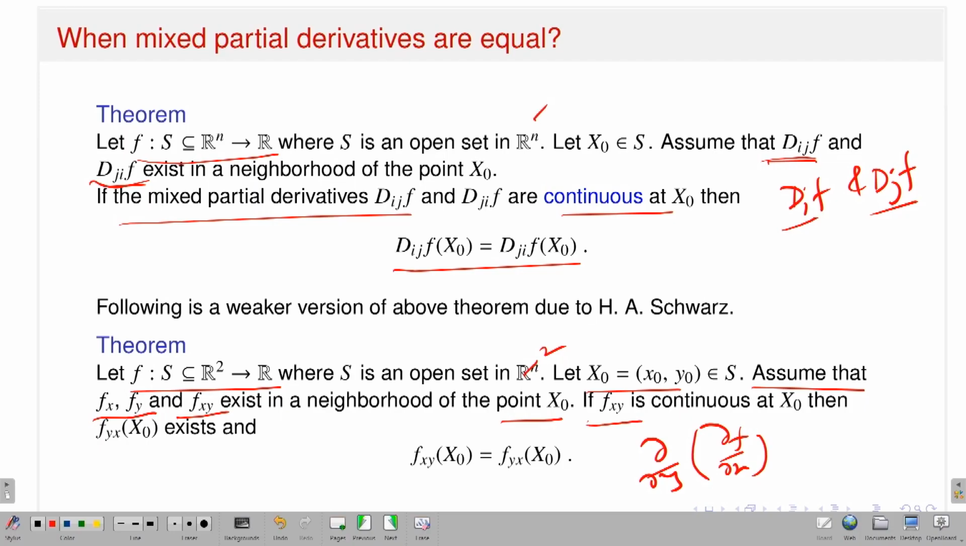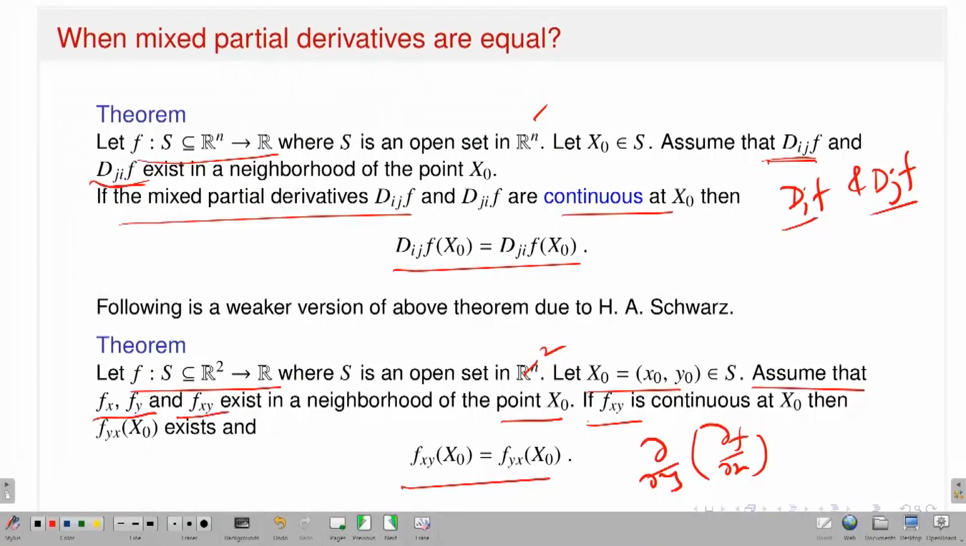So the difference in the hypothesis of this theorem from the earlier one is that I want the existence of only one mixed partial derivative, of course with the first order partial derivatives with respect to x and y existing, in a neighborhood of x naught, along with continuity. Then I can conclude that both mixed partial derivatives exist. That means the existence of one mixed partial derivative implies the existence of the other, and not only that, their values are equal. So this assumption is a little less compared to the earlier theorem.